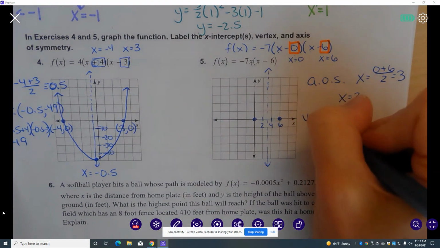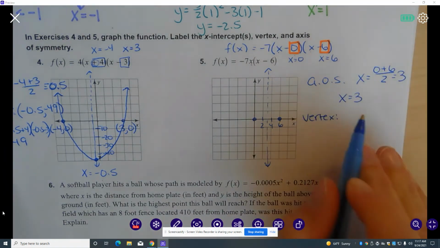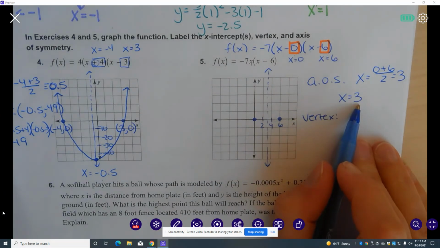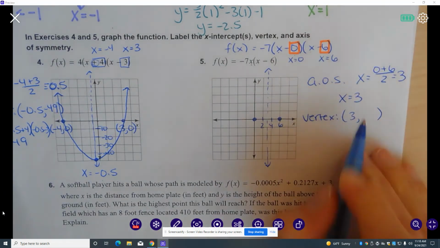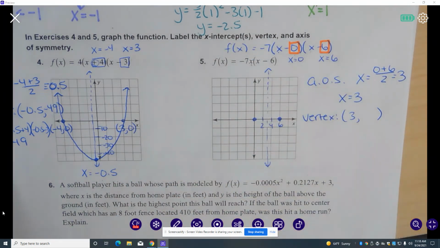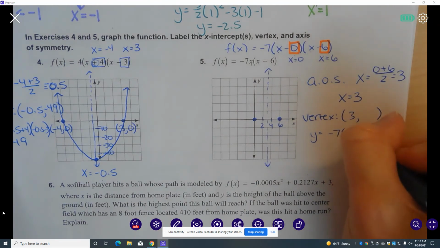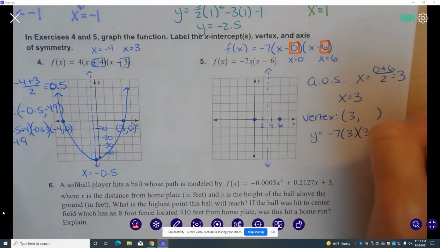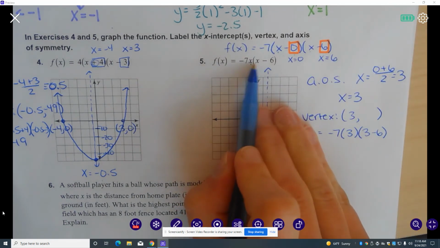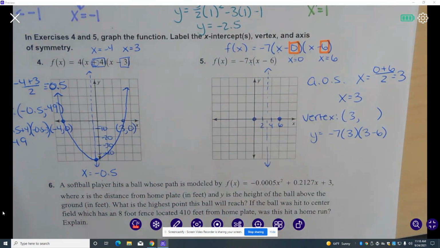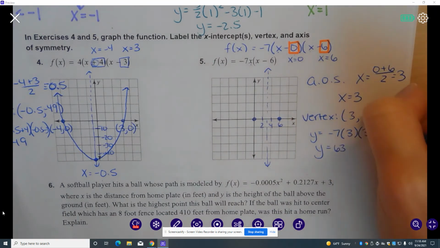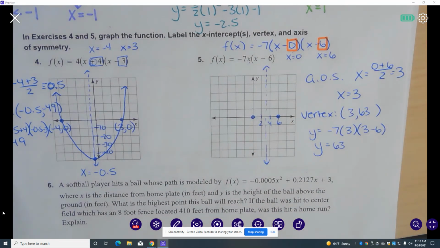Now I'm ready to find my vertex. Remember, take your x value of the vertex, plug it in for x to find the y value. So y is going to be equal to negative 7 times 3 times 3 minus 6. I'm just plugging 3 in for my x's. When you type all that in, you get a y value of 63. So my vertex of this parabola is at 3, 63.